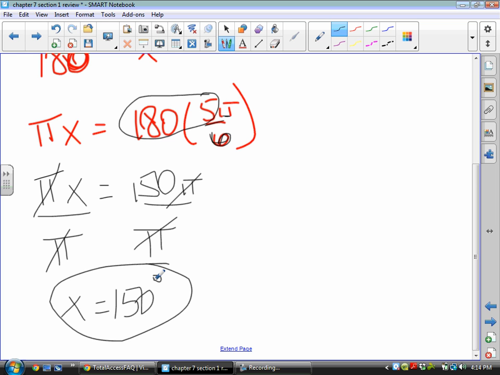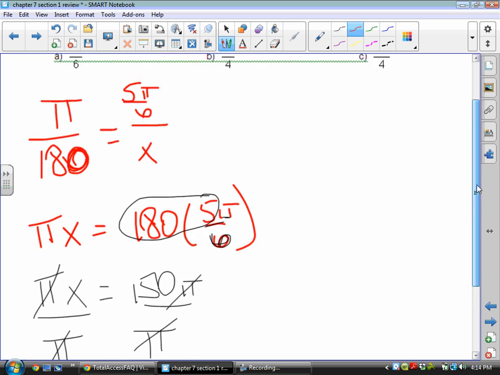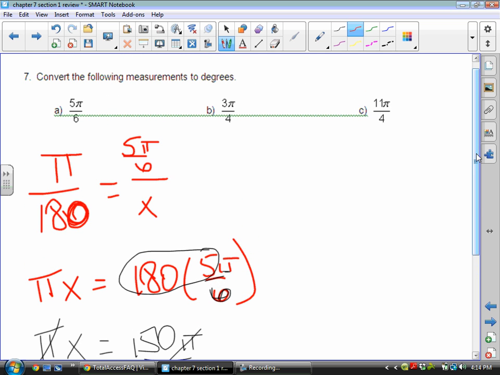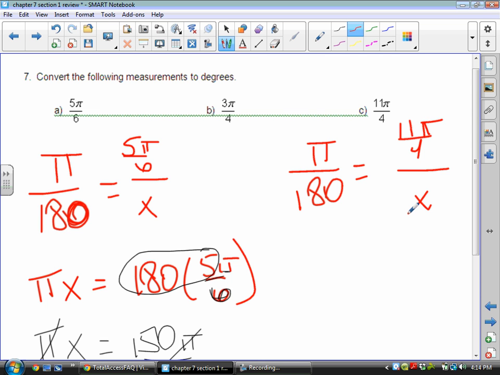So let's look at part C, possibly. I have 11 pi over 4. Some of these, again, you might know from the unit circle, but we want to be able to show our work and show how we can convert back and forth. So I'm going to have pi over 180. This is a fact that I know, that's a true statement. Pi radians is worth 180 degrees equals 11 pi over 4. And I don't know the degrees for that one. That one's not as common.